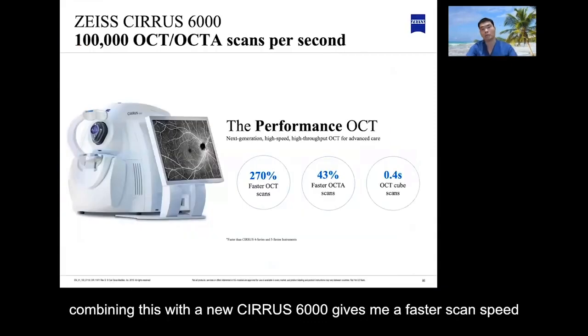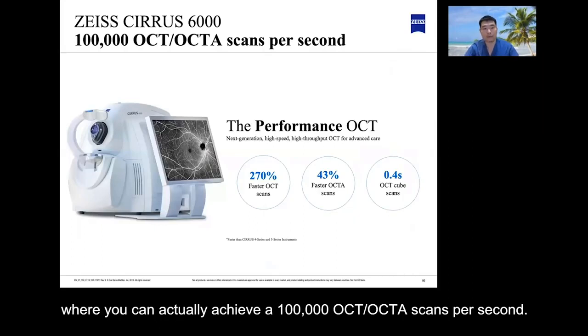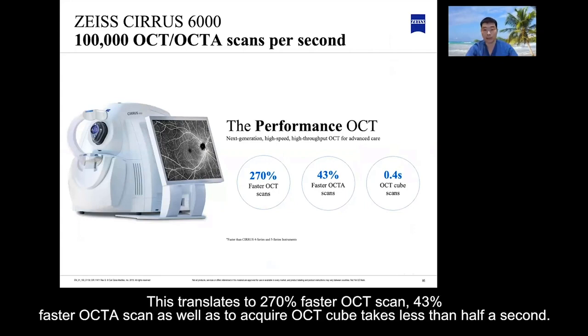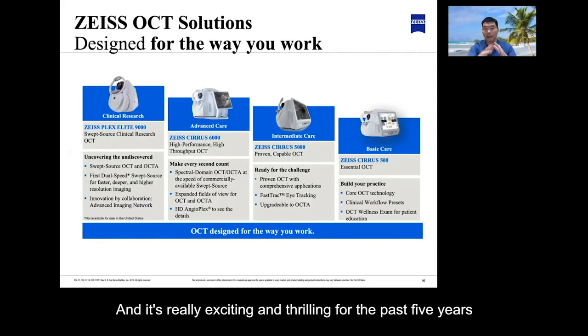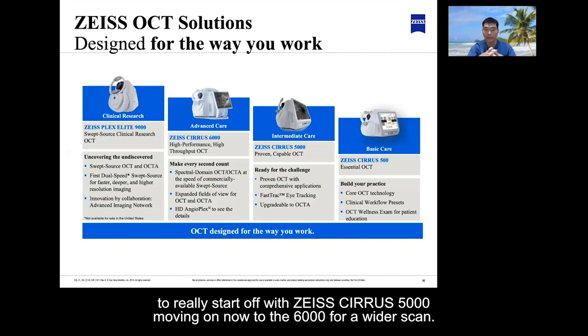Combining this with the new Series 6000, where it gives me a faster scan speed, where we can actually achieve 100,000 OCT and OCT-A scans per second. This translates to 270% faster OCT scan, 43% faster OCT-A scans, as well as to acquire an OCT cube takes less than half a second. And it's really exciting and thrilling for the past 5 years to really start off with the ZEISS Series 5000, moving on now to the Series 6000 for a wider scan.